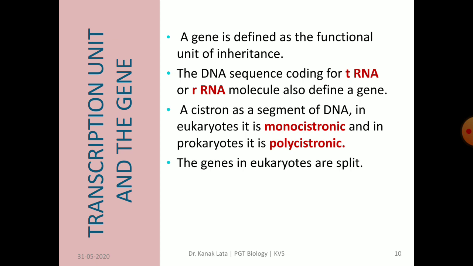In case of eukaryotes, a segment of DNA is monocistronic, but in case of prokaryotic cells, it is polycistronic. Now I want to clear you about monocistronic and polycistronic. Monocistronic means it contains the genetic information to translate only a single protein. But in case of polycistronic, it carries the information of several genes and is translated into several proteins.